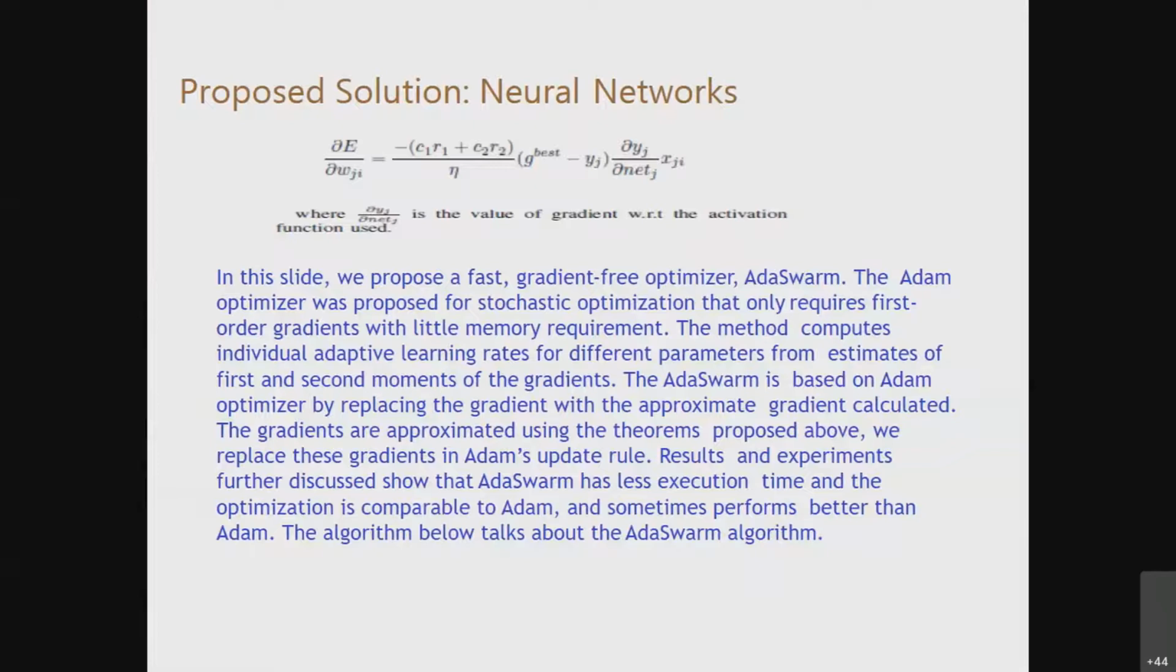The partial derivative that you see on the right is nothing but the value of the gradient with respect to the activation function, and that is not a problem. That is never a problem. Computing that gradient is never a problem. However, if we want, we can approximate that using the PSO parameters as well.